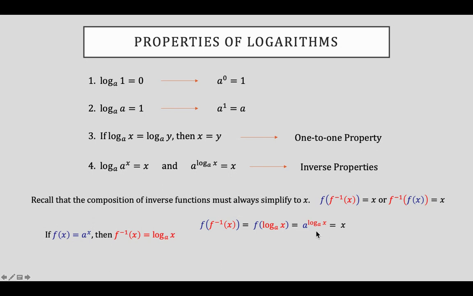All right? A raised to the log base a of x is equal to x. There was one of our inverse properties. And similarly, if we took the other composition, f inverse of f of x, this means I'm plugging in a to the x into my inverse function, right? Wherever I see an x in f inverse, I'm going to replace that with a to the x power. That gives me log base a of a to the x. Well, again, because this is a composition of inverses, what does that have to equal? It has to equal x. So there we have our second inverse property.